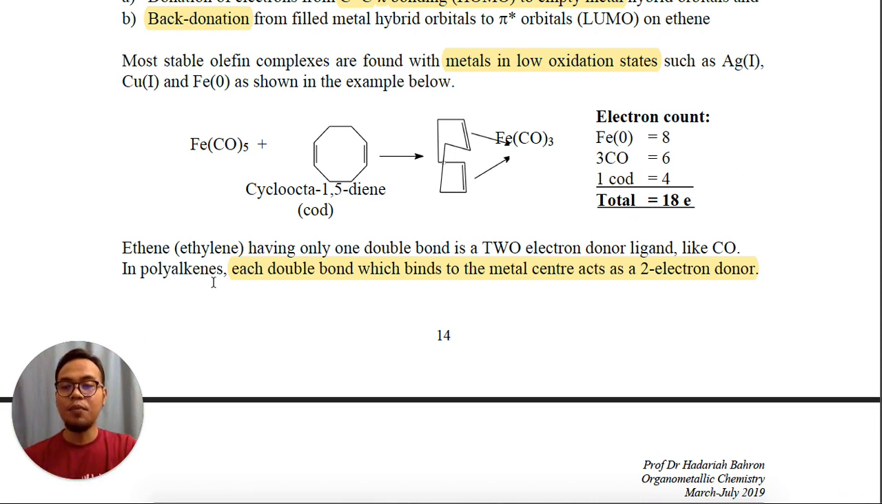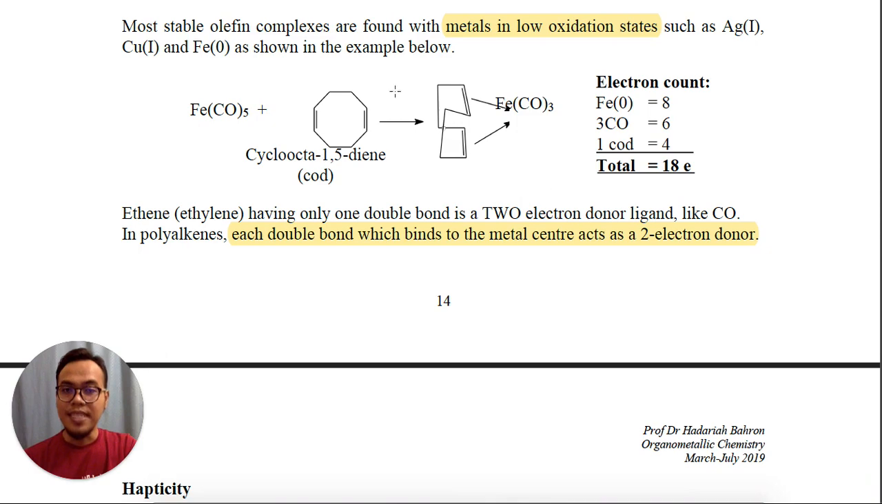But in polyalkenes, each double bond which binds to the metal center acts as a 2 electron donor. So when you have a diene, it's going to have 4 electrons from your olefin, from this diene.